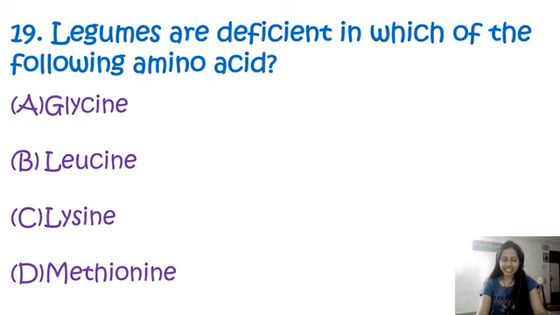Question number 19. Legumes are deficient in which of the following amino acids? So options are glycine, leucine, lysine, and methionine. So the correct option will be D, that is methionine.